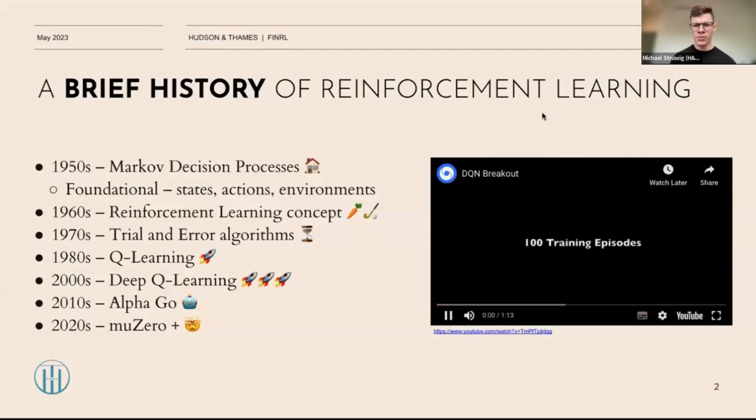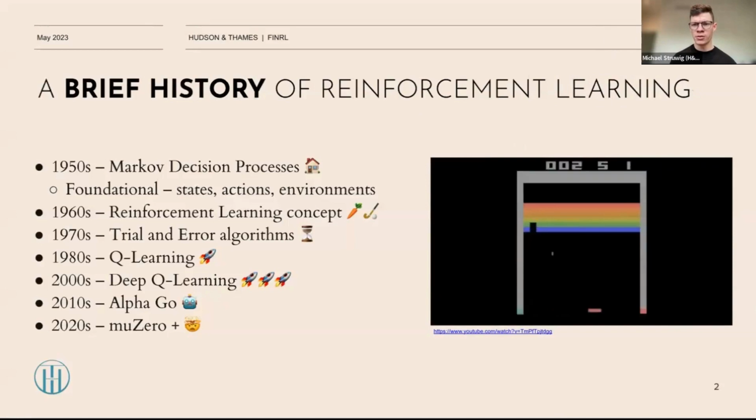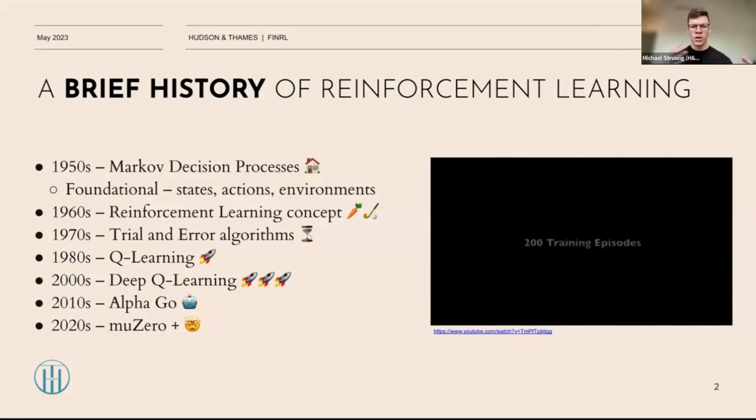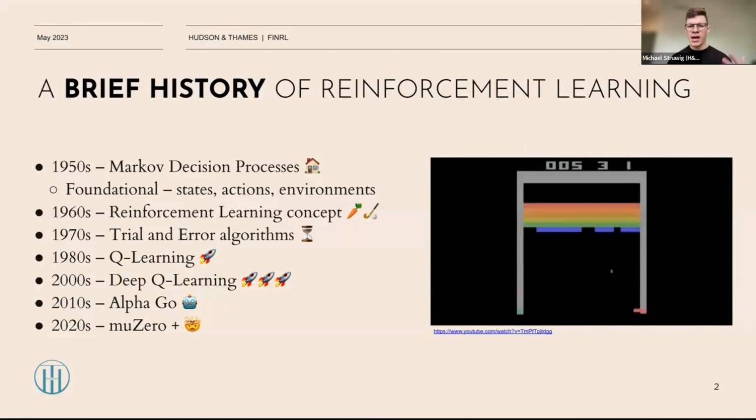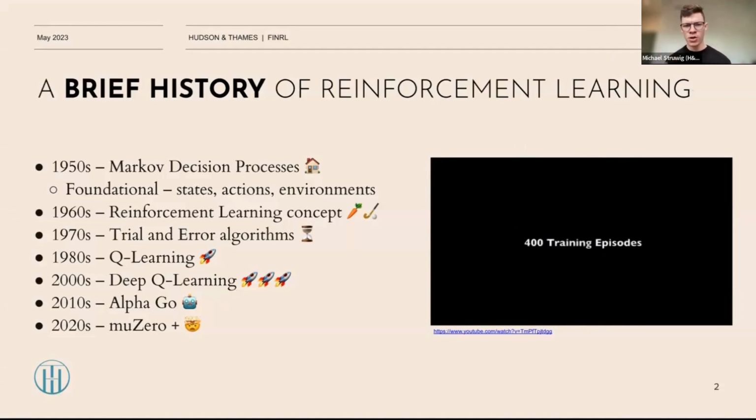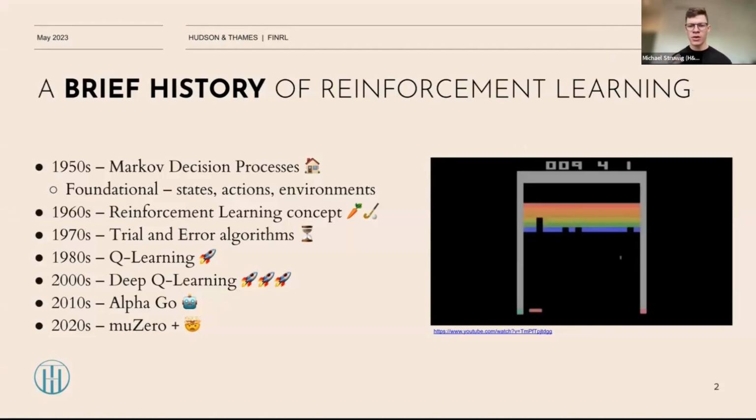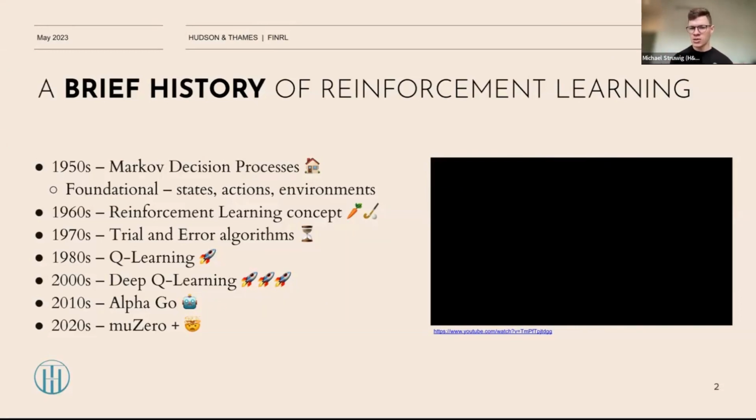So I wanted to cover a brief history of reinforcement learning before we get stuck into what FinRL brings to the table. This all started in the 1950s when we had a description of states, actions, and environments. Essentially this decision-making problem got described in what's known as a Markov decision process. This is the foundational mathematical layer that models decision-making problems, right? It talks about states that both the actor and the environment can be in, and it talks about actions that these agents can take and also how these environments respond to these actions.